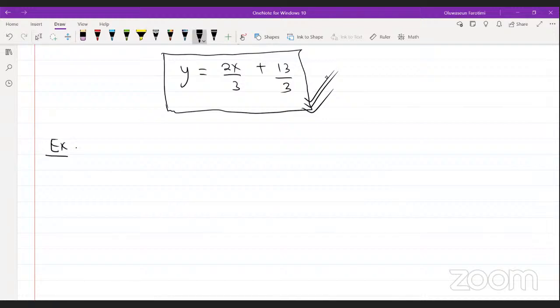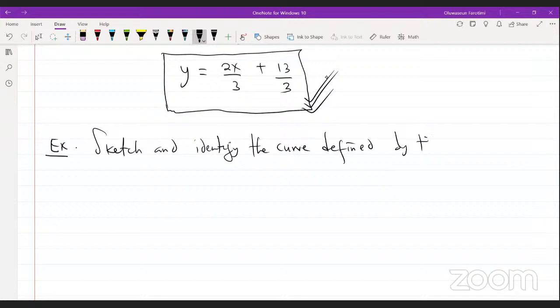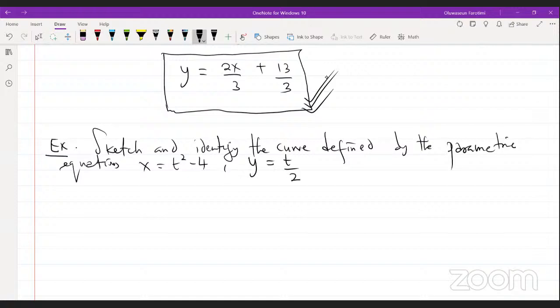In this case, the question can come like this: sketch and identify the curve defined by the parametric equations x equals t squared minus 4, and y equals t divided by 2. Let's switch it up a little bit. Let me use different equations. Let me use x equals 1 plus 3t, and y equals 2 minus t squared.